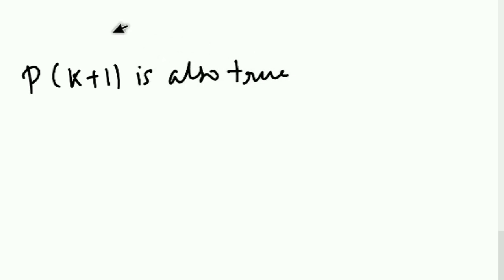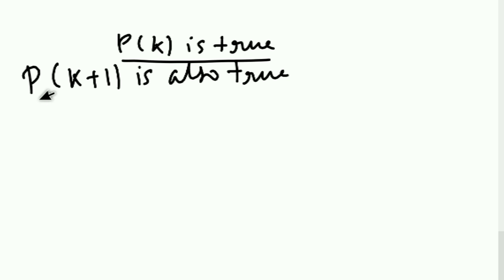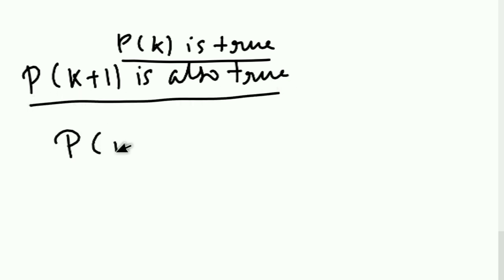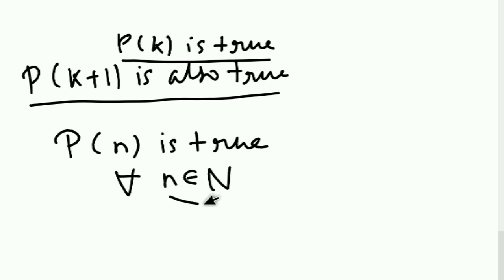We had assumed that P of k is true. We assumed this statement, and we have proved that P of k plus 1 is also true. So we can say that P of n is true for all n belonging to natural numbers.